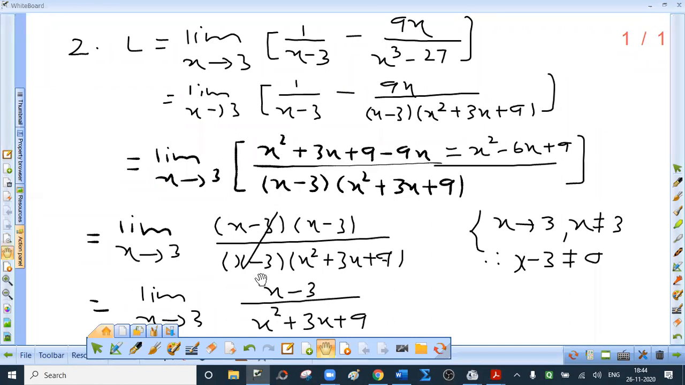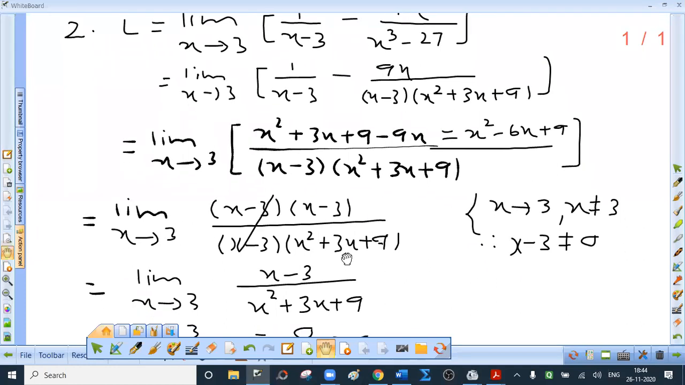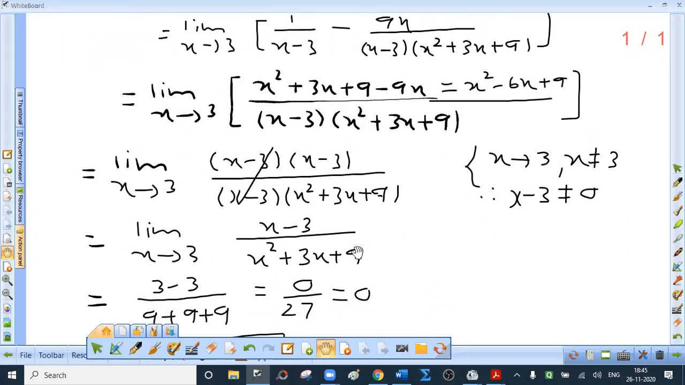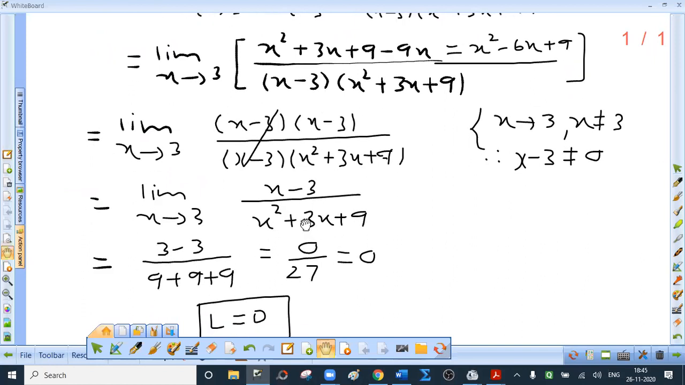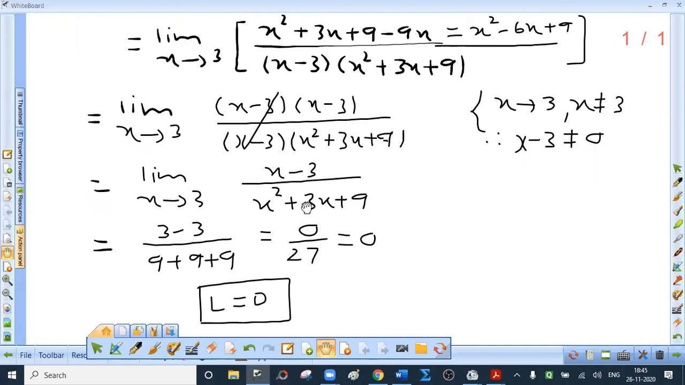Note that only one x minus 3 gets cancelled. Why can we cancel it? Because x only tends to 3, not equal to 3. So division by x minus 3 is allowed. Now take the limit, means to replace every x by its limiting value, which in this case is 3. So 3 minus 3, that is 0. It's fine that numerator is 0, but denominator should not be 0. 0 upon 27 it is, which is nothing but 0. So final answer is L equal to 0. Okay, then we stop here.